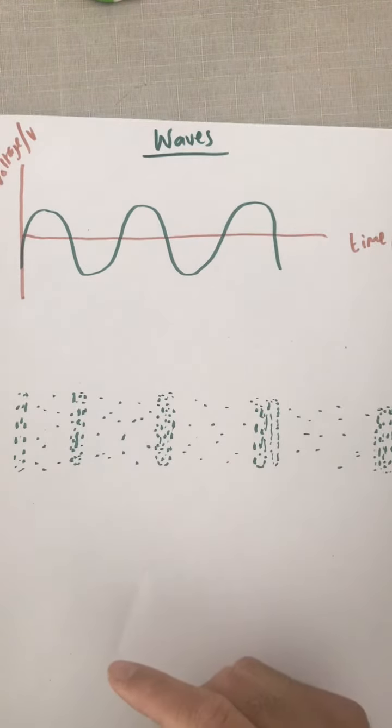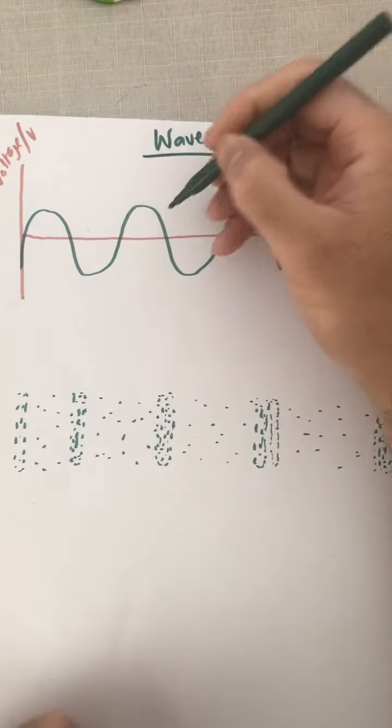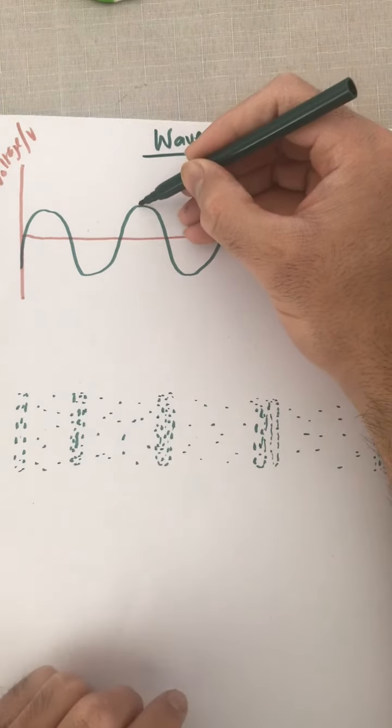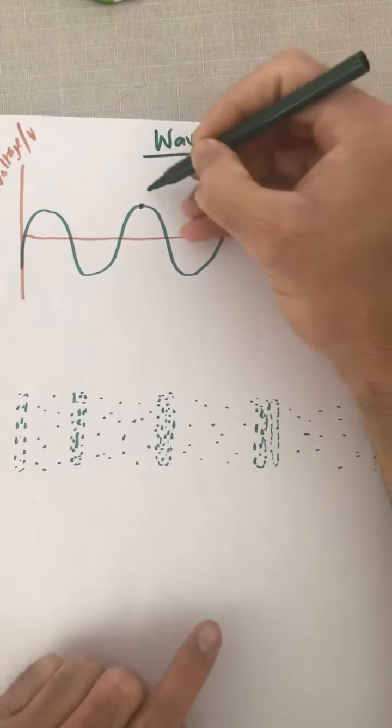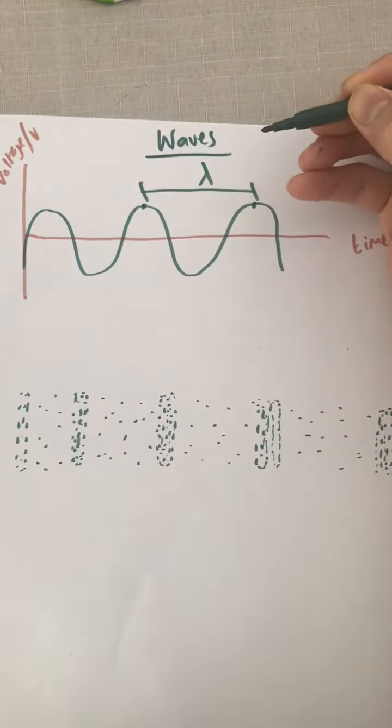So what we have here is, for both waves we can actually get the wavelength. Wavelength, we can measure it in a number of different ways. The easiest one I find is just going from peak to peak. So that there is one wavelength. Wavelength is represented by a lambda.